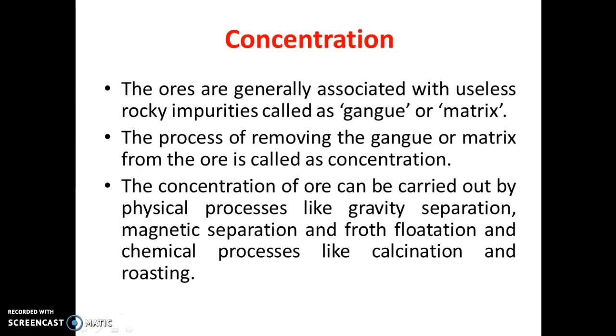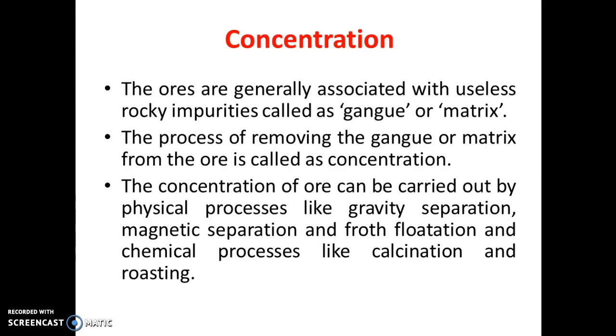The next process is concentration. We know that ores are generally associated with useless, rocky, earthy impurities called gangue or matrix. If you want to remove the gangue or matrix, we use flux. Already we discussed this in the last lecture. So concentration is the process of removing the gangue or matrix from the ore.